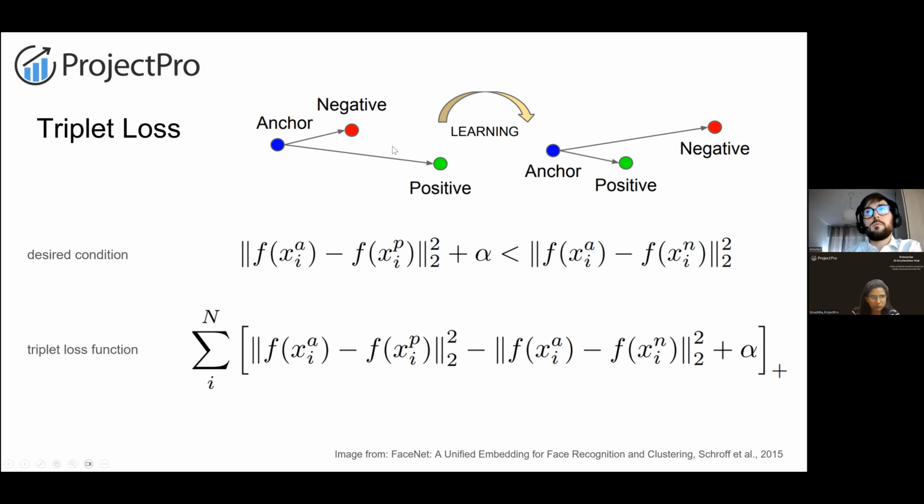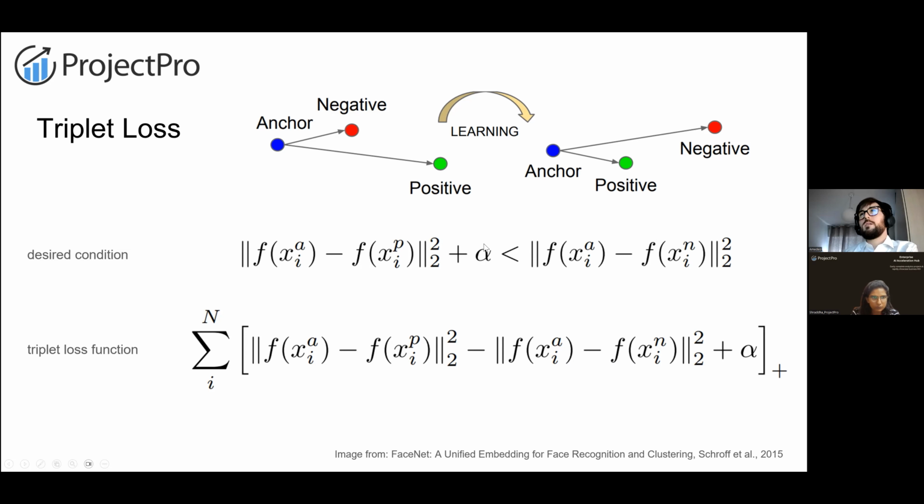We can imagine that as a step of the training procedure, one iteration of the training procedure. And we try to move the negative one farther apart and the positive one closer. In general, we want the positive one to be closer than the negative one. As we can see in this desired condition, the distance from the representation of the anchor and the representation of the positive should be smaller than the distance of the anchor from the negative by a margin alpha.